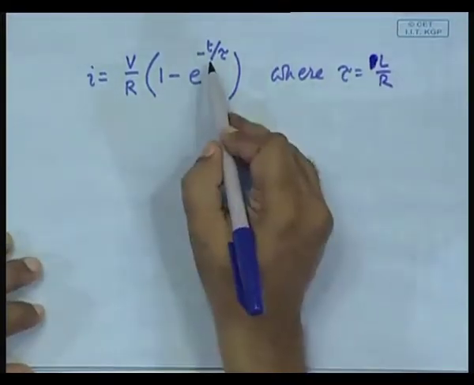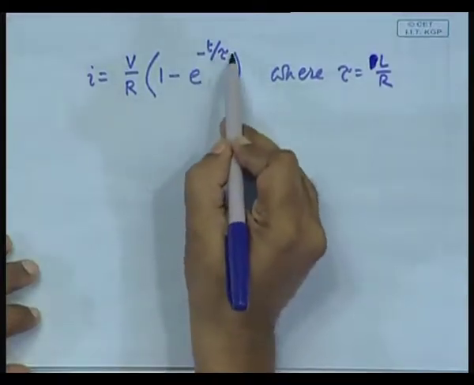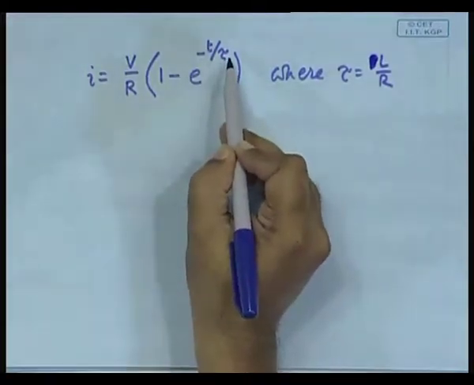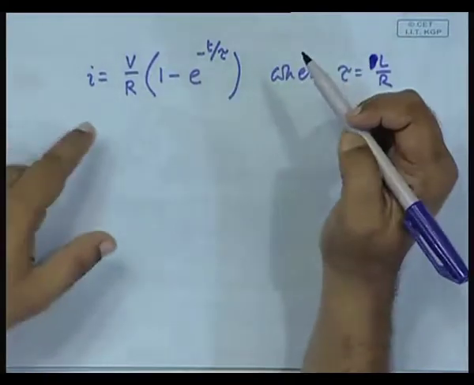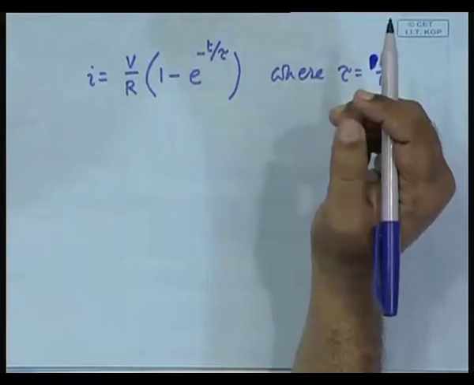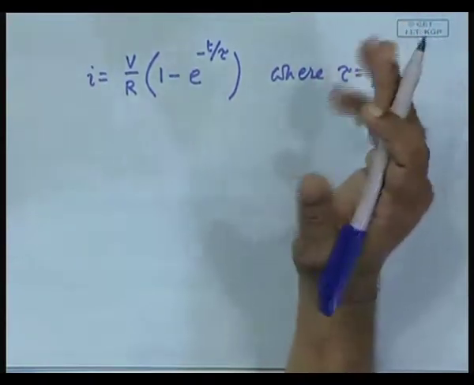So, t by tau, yes. So, L by R, and this term tau is the time constant. Now, most of you have probably done this. The simple concept of time constant, you have all done.